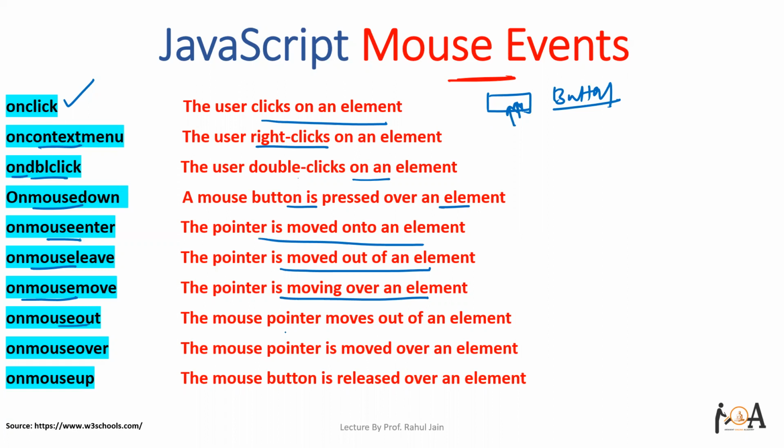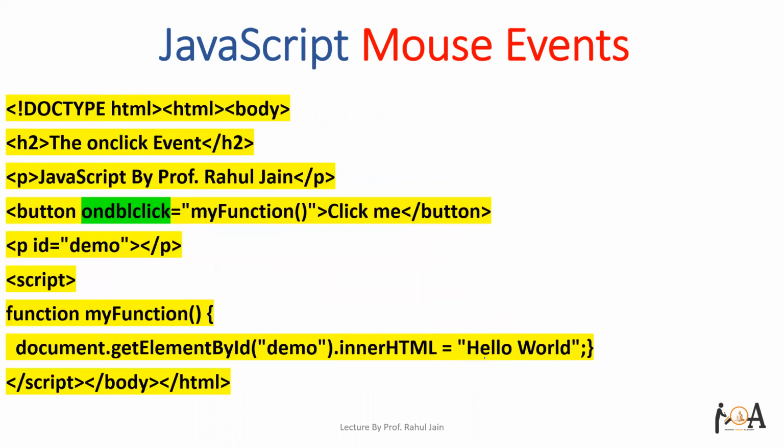Onmouseout, the mouse pointer moves out of the element. Onmouseover, the mouse pointer is moved over an element, and onmouseup, the mouse button is released over an element. Right. Some examples are there. Let's say this is a particular example of a mouse event.